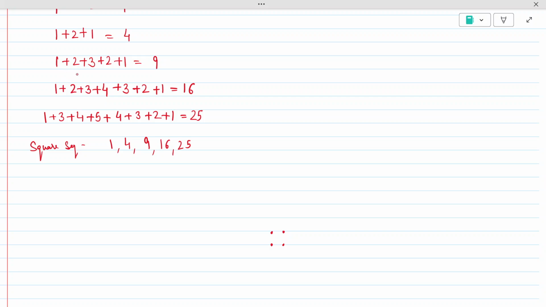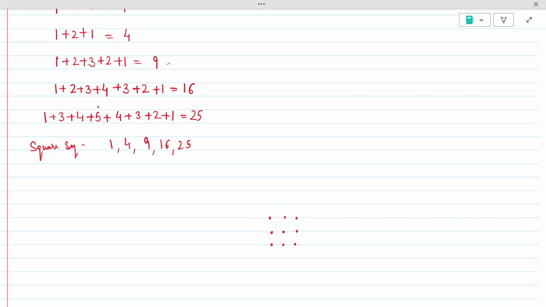Then 1 plus 2 plus 3 plus 2 plus 1. So 1 plus 2, now plus 3. So I will take 3 here and here, then plus 2 again. So plus 2, we will do this and here and then 1. So this is 1 plus 2 plus 3 plus 2 plus 1. See, 1 plus 2 plus 3 plus 2 plus 1. And it is giving us a square of 9 dots, right?